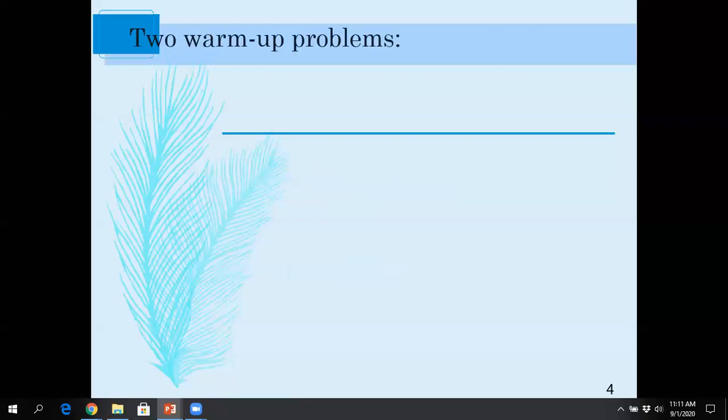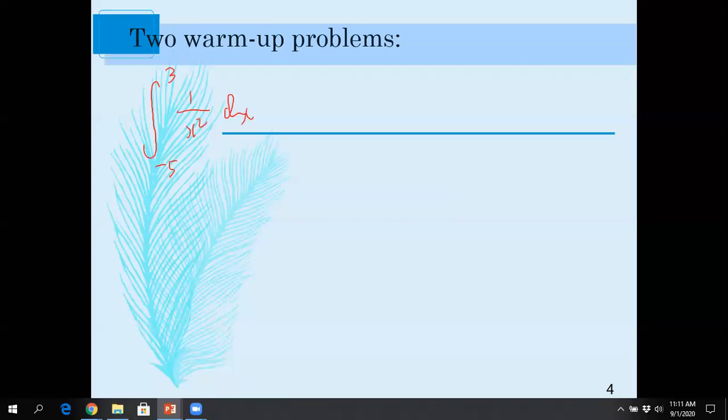Okay, so here's a couple of warm-up problems. You ready? Here we go. So look at this integral, all right? Here we go. Integral from -5 to 3 of 1 over x squared dx.